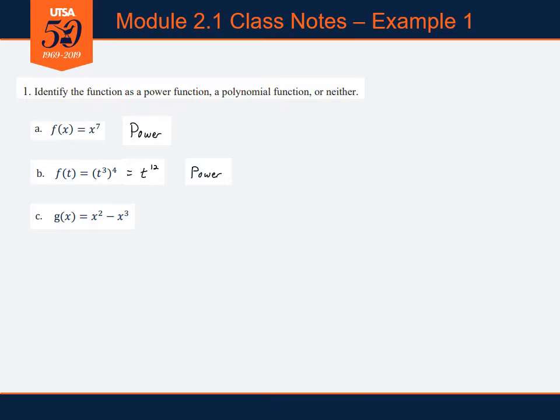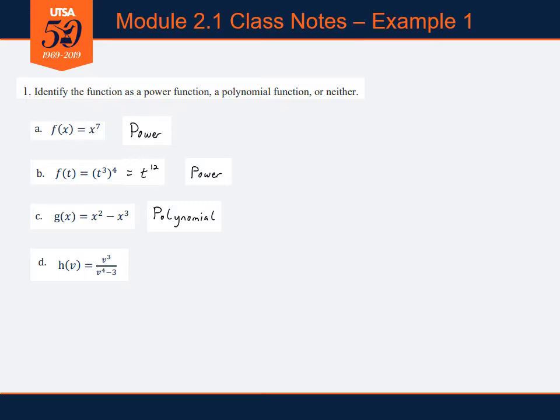In part C, we've got more than one term. We've got g of x equals x squared minus x cubed. Each term is a power of x, a whole number power of x, and we are either adding or subtracting those terms together. That is a classic example then of a polynomial function.